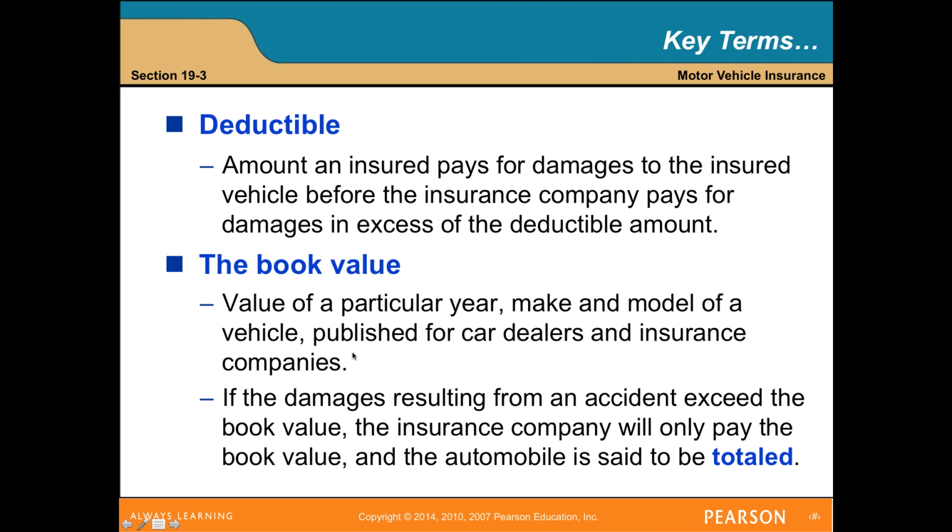And that matters to insurance companies because they want to know how much to reimburse if you have a total loss. If the damages resulting from an accident exceed the book value, the insurance company will only pay the book value and the automobile is said to be totaled. So if you bought a car and, for example, the car was $14,000 and now the car is only worth $3,000, if you total your car, you'll only get the book value of the car. Okay? So that's important to take note of and important questions to ask when you're dealing with insurance companies.